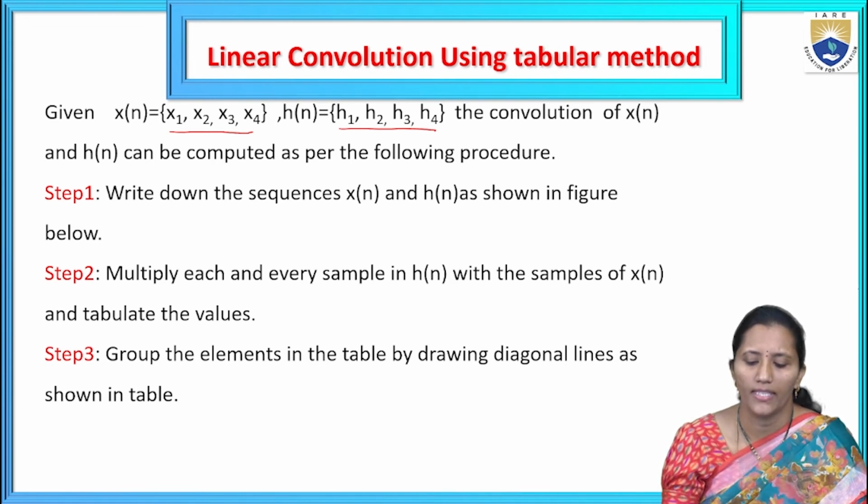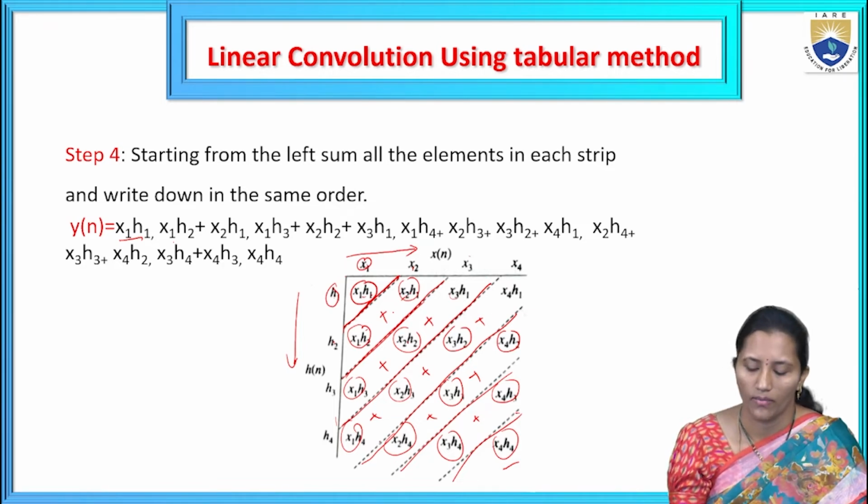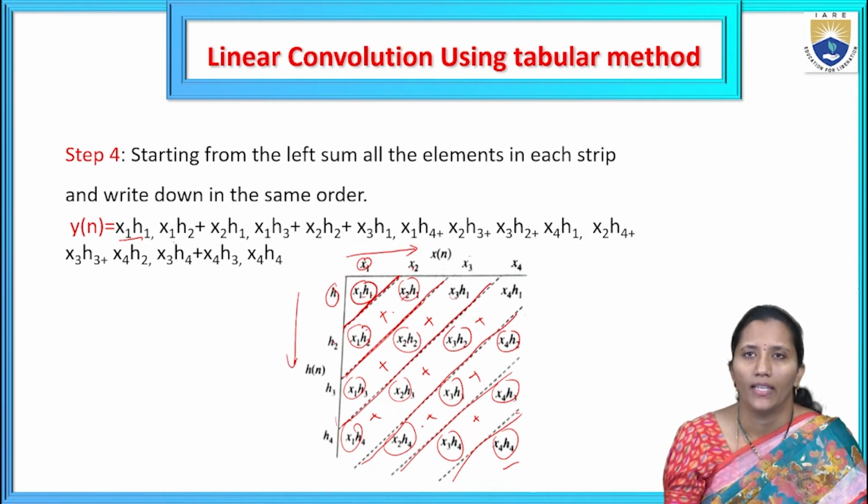So multiply each and every sample in h of n with the samples of x of n and tabulate the values. Group the elements in the table by drawing diagonal lines as shown in the table. So here we have to draw the diagonal lines as shown in the table and add the corresponding products along the diagonals. This is the linear convolution using the tabular method.